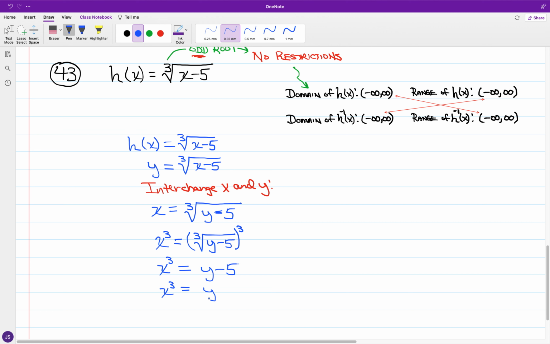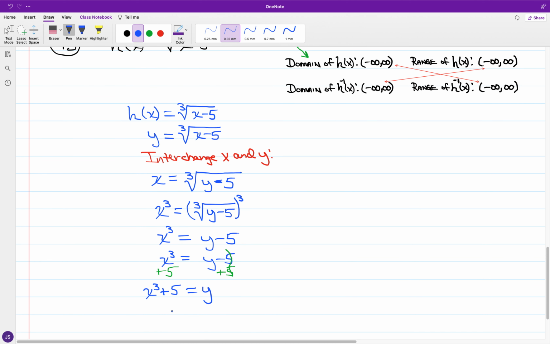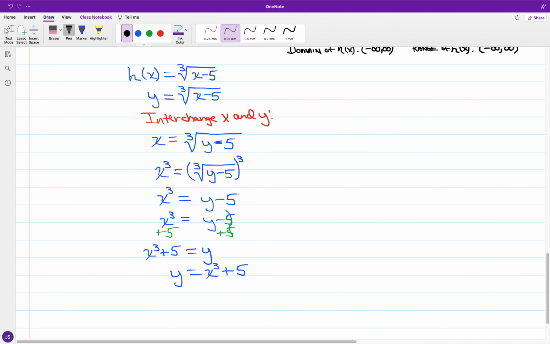So if I add 5 on both sides, we have x cubed plus 5 is equal to y. So in the implicit version of the inverse function, we have that y is equal to x cubed plus 5. And again, with the explicit notation, just referencing the h of x, that is the functional notation.